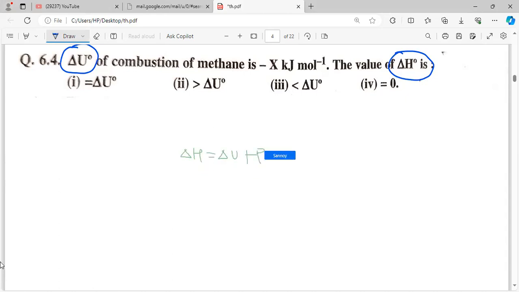Okay. Delta U plus P delta V. Okay. That is correct. Okay, very good. Then the next step, what will be the next step? So next step, delta H equal to delta U plus P delta V.